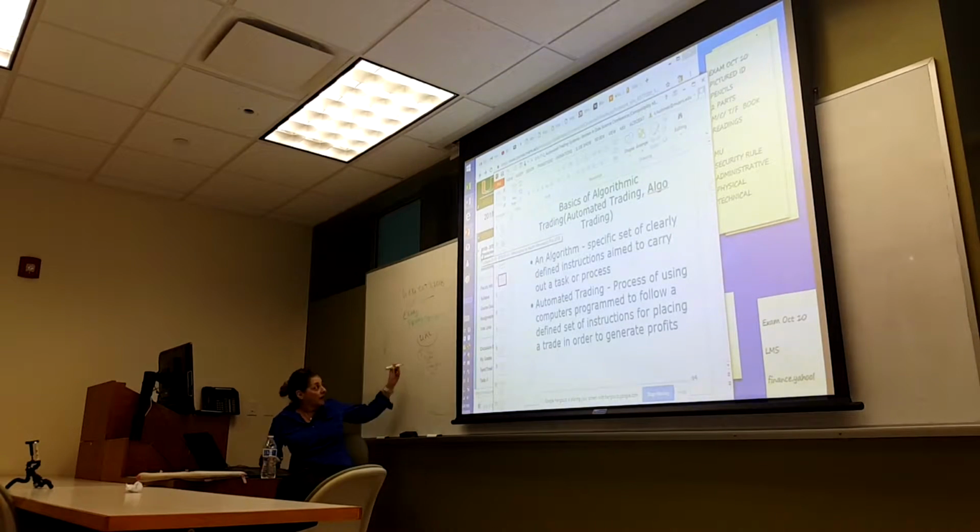Sometimes they call the automation with that algorithm a set of clearly defined instructions and tasks, and then we can do automated trading, the process of using computer programs to follow a defined set of instructions for placing a trade in order to generate profits. A lot of times we call these possibilities with these algorithms. When we automate them, we also call them bots, B-O-T, like robot. Anybody hear about it like a robot? In the way for software, it's called a software robot.